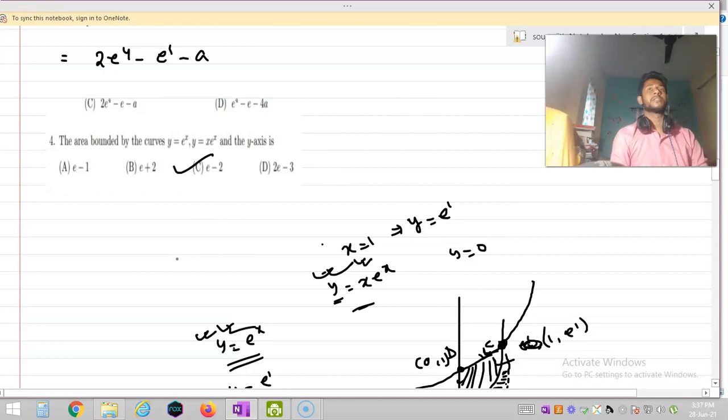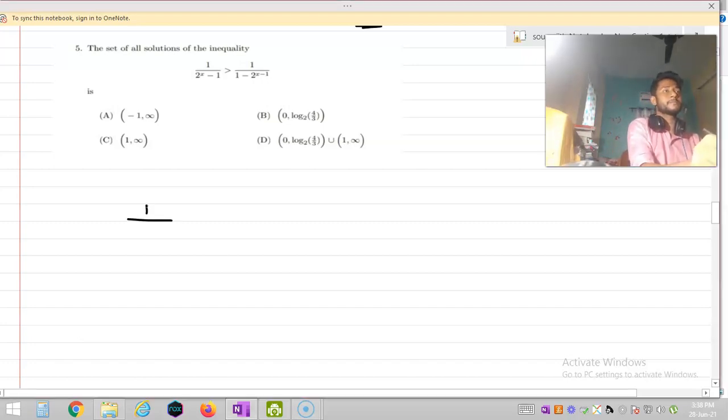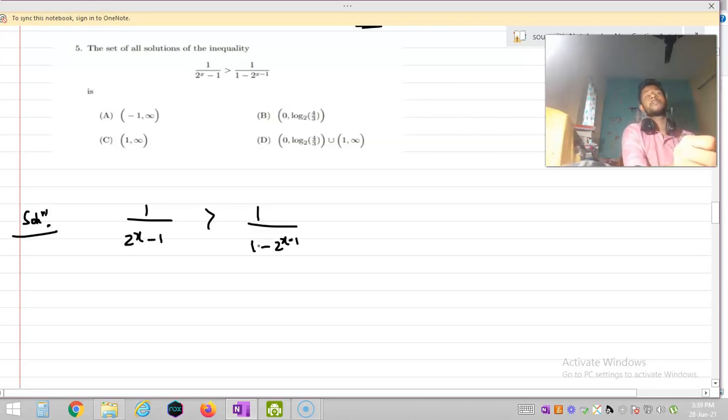Let us go to question number 5, which says that the set of all solutions of the inequality 1 by 2 to the power x minus 1 greater than 1 by 1 minus 2 to the power x minus 1. So we have to find out the values of x which satisfy this inequation, right? So I am writing this inequation: 1 by 2 to the power x minus 1 greater than 1 by 1 minus 2 to the power of x minus 1. Okay, it's a very good question.